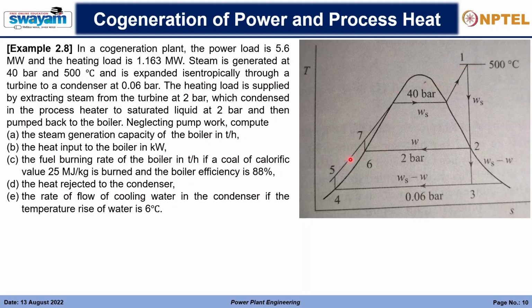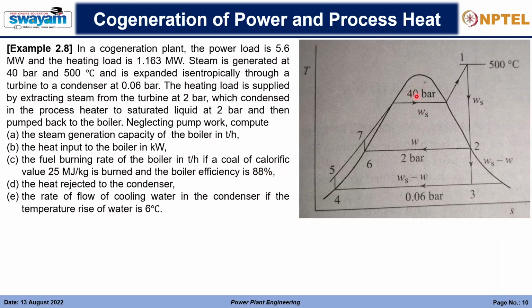We do not need to calculate the state 8, and from 1 to 8 we do not have to do that. It is a very simple case. We have to neglect the pump work, I think, and the pump efficiency. Then we have to compute the steam generation capacity of the boiler. How much steam is generated in the boiler in this constant pressure process. Then the heat input to the boiler in kilowatt. So how much input we have to give. Then the fuel burning rate of the boiler in tons per hour, if the calorific value is given and the boiler efficiency is 88%.